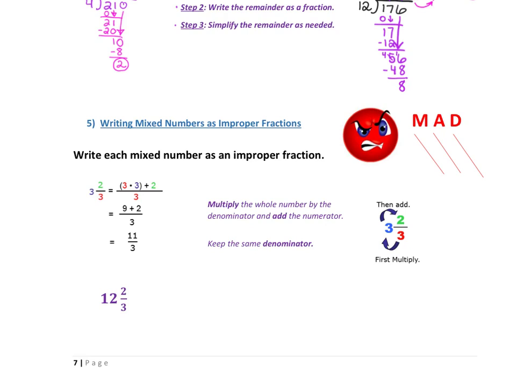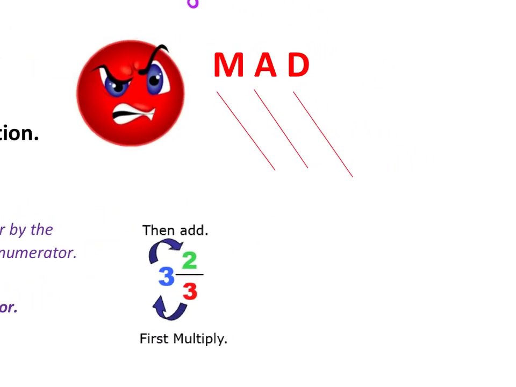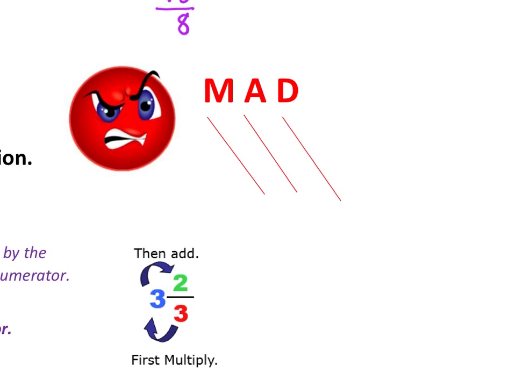Our last example today is writing mixed numbers as improper fractions. We can do that using a method we call the MAD method. So zoom in on that MAD face there. In this method, MAD stands for the steps we're going to use to make our mixed number into an improper fraction. So the M stands for multiply. You can go ahead and write that right here.